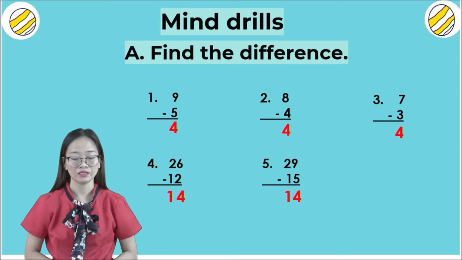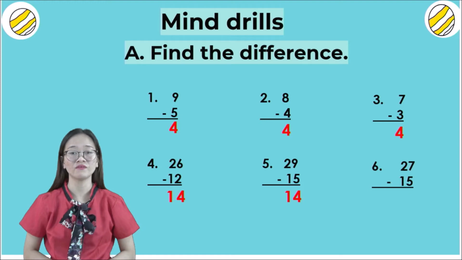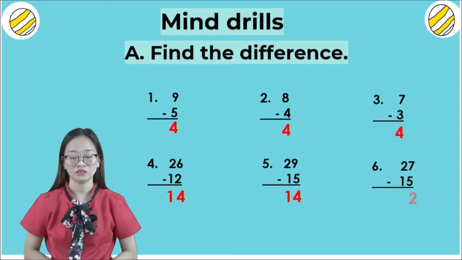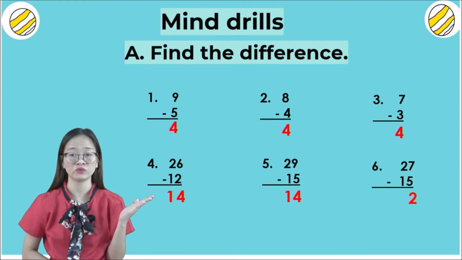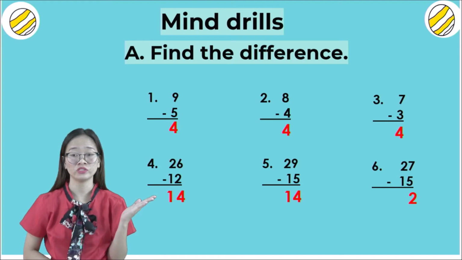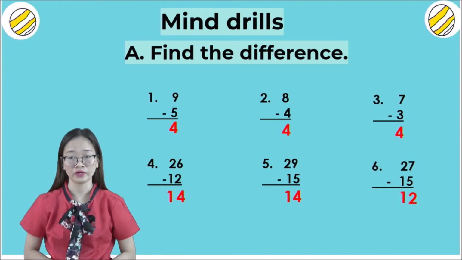Same. Next, number 6. 27 minus 15. So 7 minus 5 is equal to 2. 2 minus 1 is equal to 1. So the answer is 12.